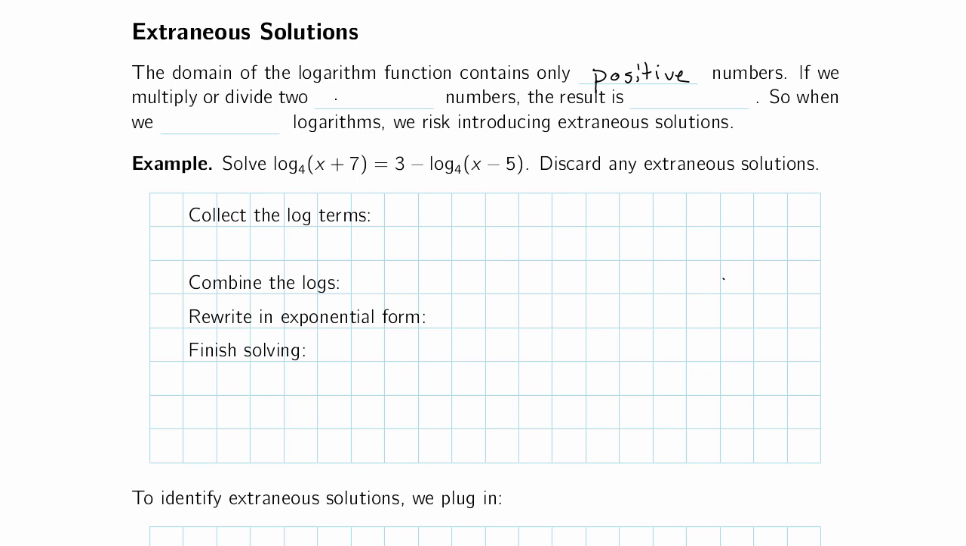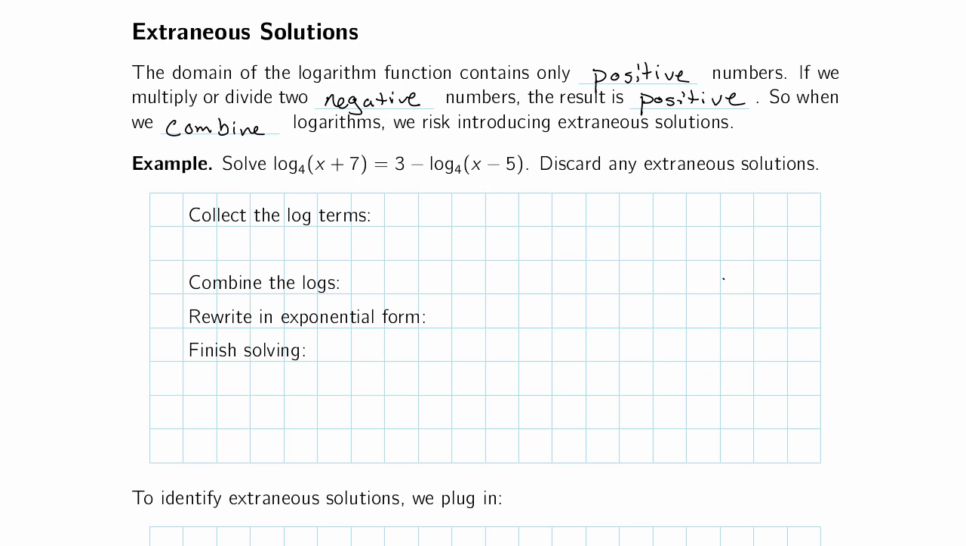However, if we multiply or divide two negative numbers, the result is positive. So when we combine logs, we risk introducing extraneous solutions. Remember, our log rules say, as long as both of the arguments are positive, the log of the product is equal to the sum of the logs. The log of the quotient is equal to the difference of the logs. If the arguments are both negative, well, the whole thing is just undefined.